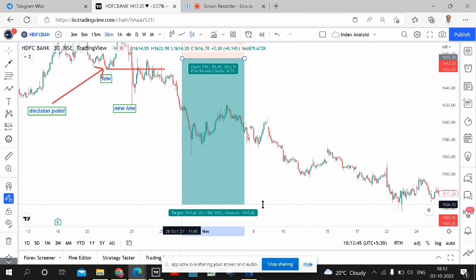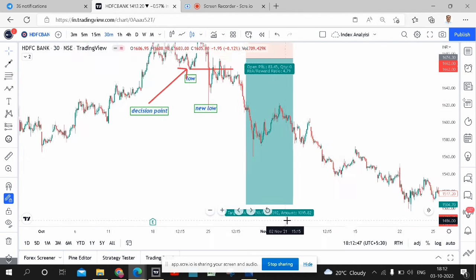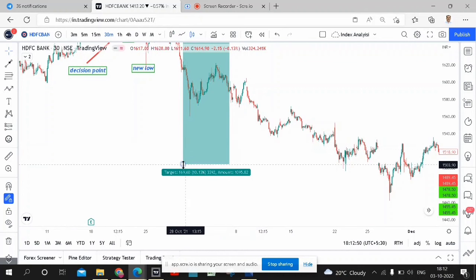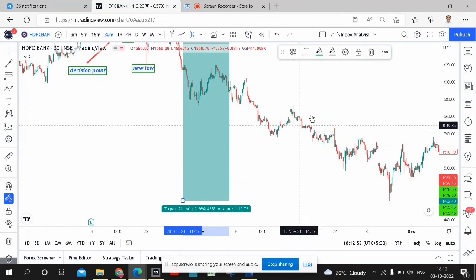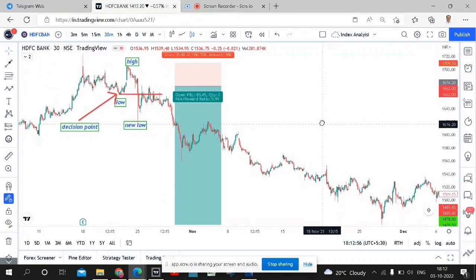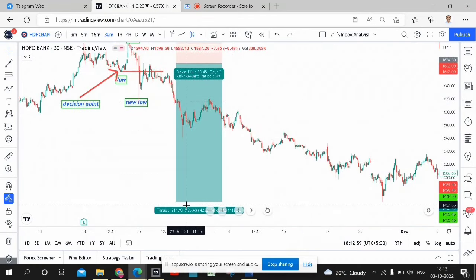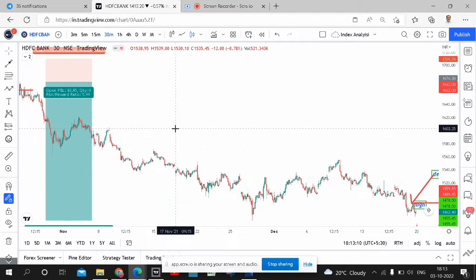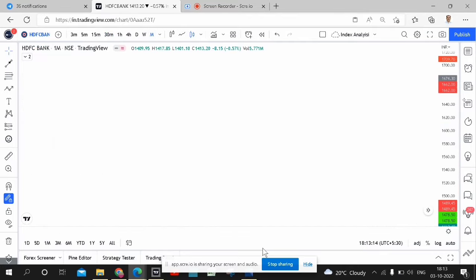See what is the risk obtained on a swing trade setup. For a risk of 35 points, it gave almost around 200 points. So that is how the trend reversal works. And if you're at the right point and at the right entry point, you will get the best reward. Okay, so this is how to identify a trend and what your entry point should be.